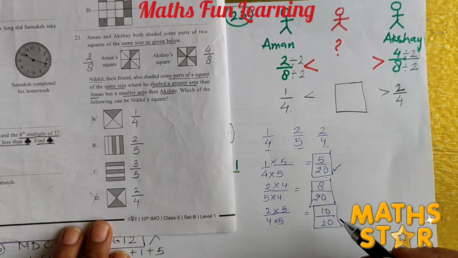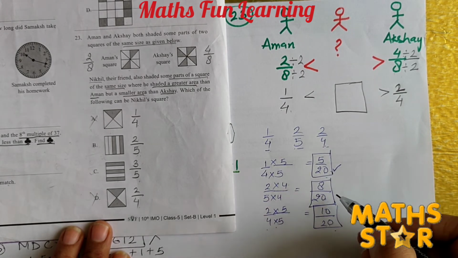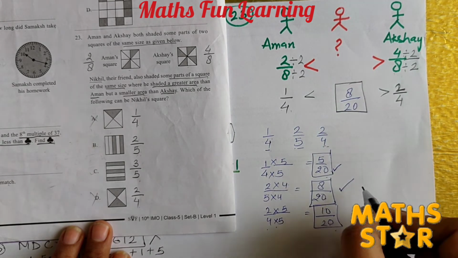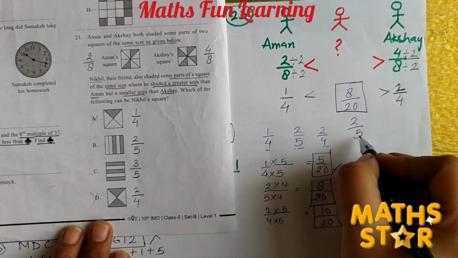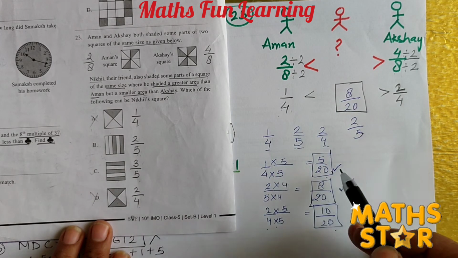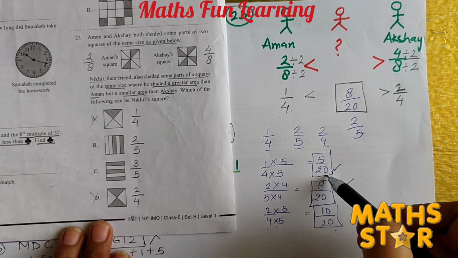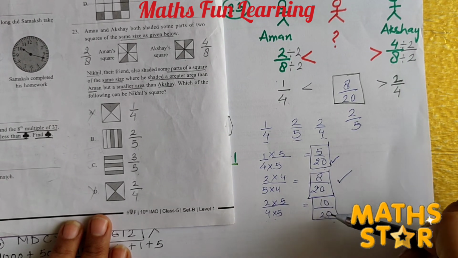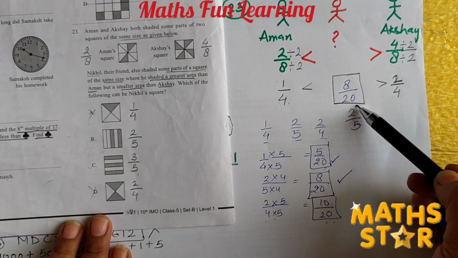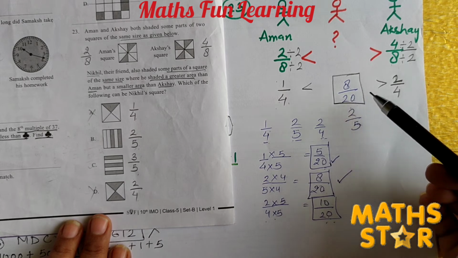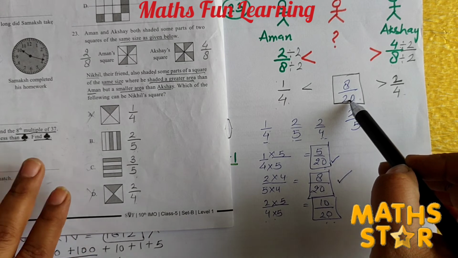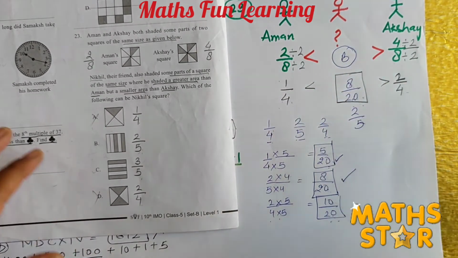Now Nikhil has 8 by 20 and Akshay has 10 by 20. So Nikhil's 8 by 20 is the correct option, right? The lowest form of this is 2 by 5. 8 by 20 is greater than Aman's, because Aman's is 5 by 20 if you change it into like terms, and Akshay's is 10 by 20 if you change it into like terms. So 8 by 20 is Nikhil's fraction, which we changed into like terms. It is bigger than Aman's and smaller than Akshay's. So B is the correct answer.